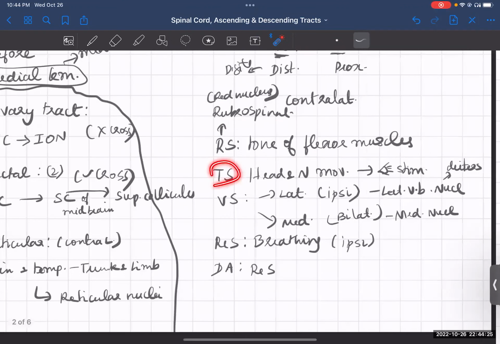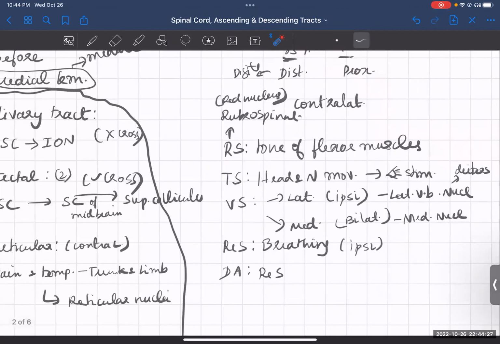What about TS? TS is tectospinal. It is going to control your movements based on the visual input you receive. Imagine this is an eye. You are going to receive some input. And according to that, you're moving your head and neck. And that is done by your tectospinal.